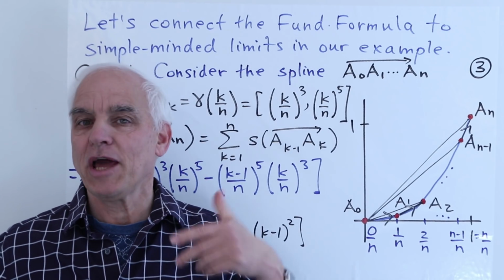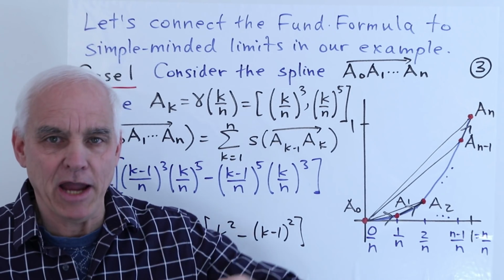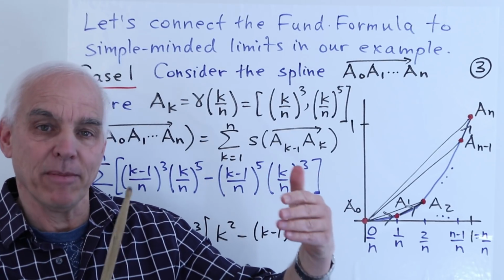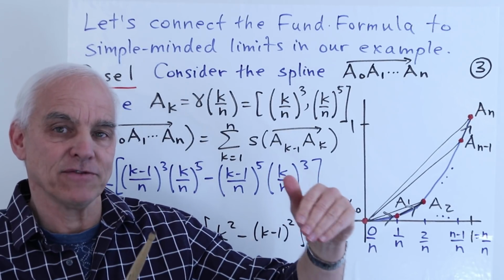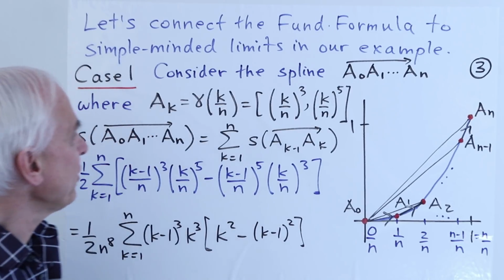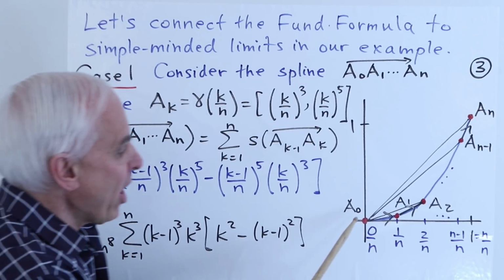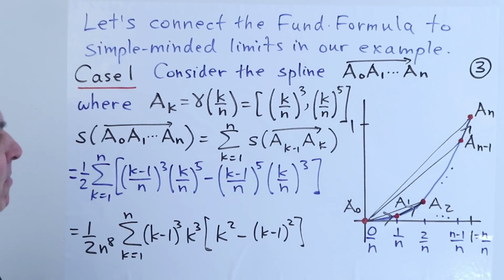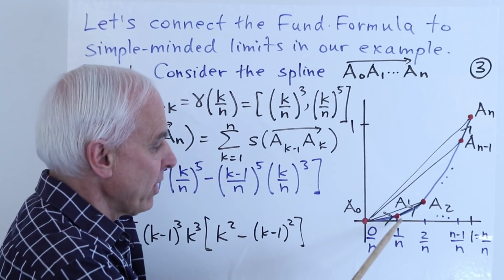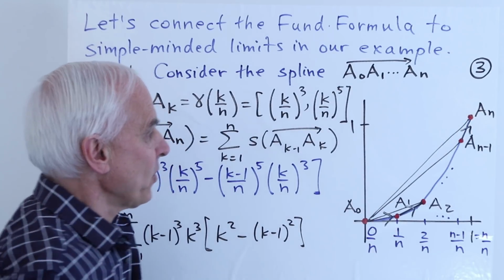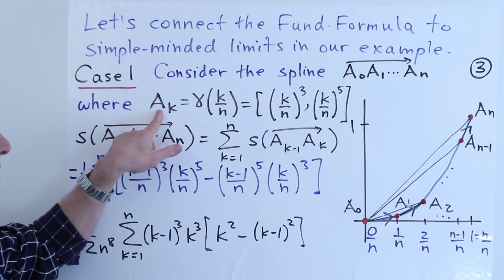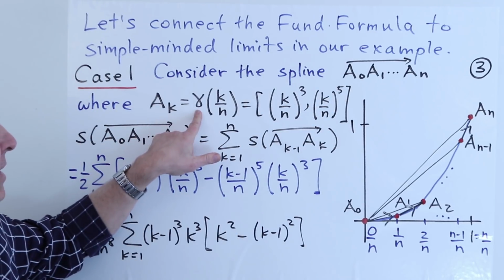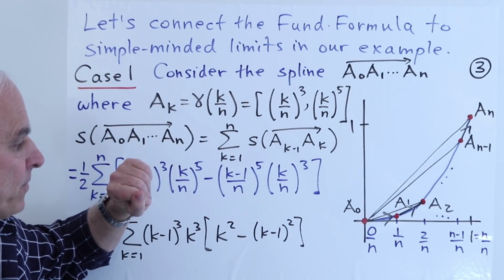All right, so we're going to look at our example from a spline point of view and then think about what happens in the limit as the size of the spline gets bigger. So here's our strategy. We're going to approximate the curve that we're interested in, the curve gamma, by a spline, a0, a1, a2, up to an. Okay? And the kth point in this spline is going to be given by gamma at k over n.